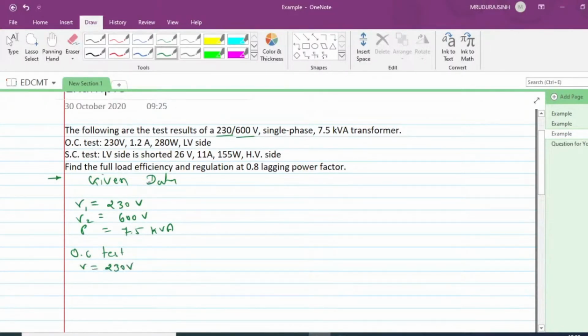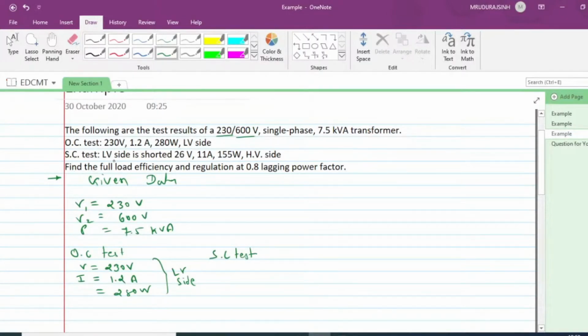voltage V is 230 volt, current I is 1.2 ampere, and power is 280 watt. But this data refers to the LV side, that means the low voltage side. And now we'll calculate for the SC test, the short circuit test.